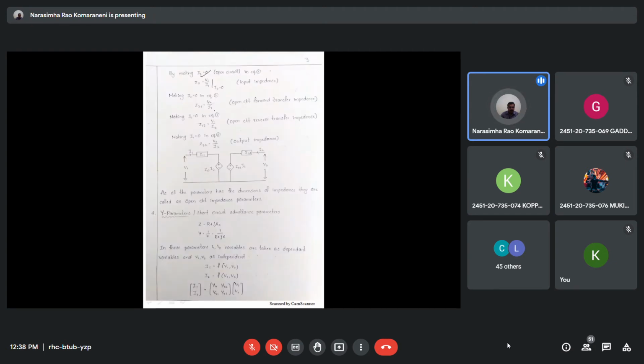When I2 equal to 0, V1 equal to Z11 I1 plus Z12 I2 and V2 equal to Z21 I1 plus Z22 I2. So by substituting I2 equal to 0, this term becomes 0, this term becomes 0. Therefore, Z11 equal to V1 by I1. This is nothing but a simple ratio of voltage by current. So voltage by current is nothing but the impedance. Okay, the unit for this is ohms. Right. Similarly, by substituting I2 equal to 0 in this equation, this term becomes 0.